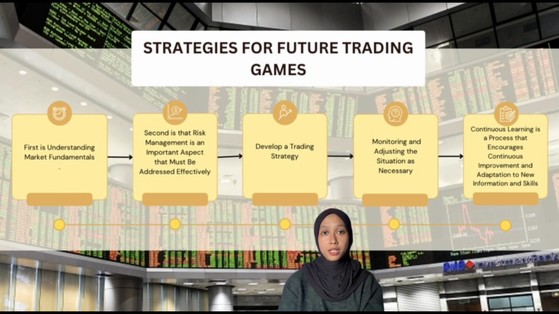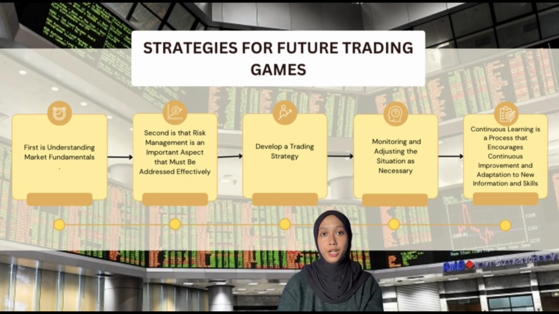The second is that risk management is important. It is an aspect that must be addressed efficiently. For example, risk management in a futures trading environment uses stop loss orders, and then to minimize market swings and industry-specific downturns.